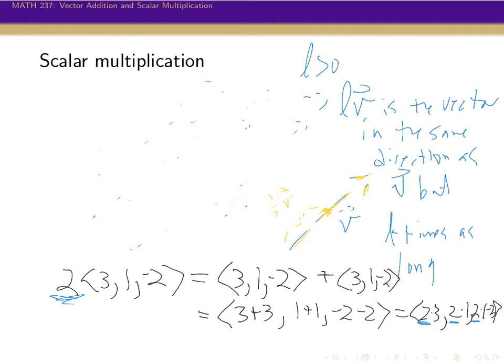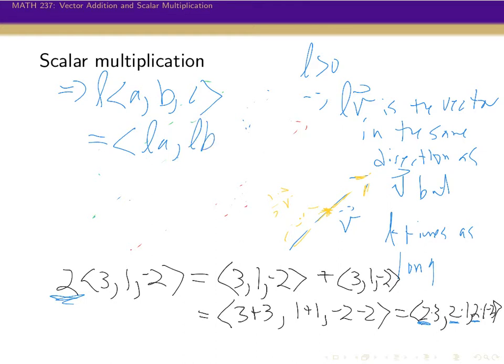So in general, L times A comma B comma C, let's do this in R3. R2, it's the same idea. It's going to equal LA, LB, LC. What if L is negative? Well, what's the negative going to do?